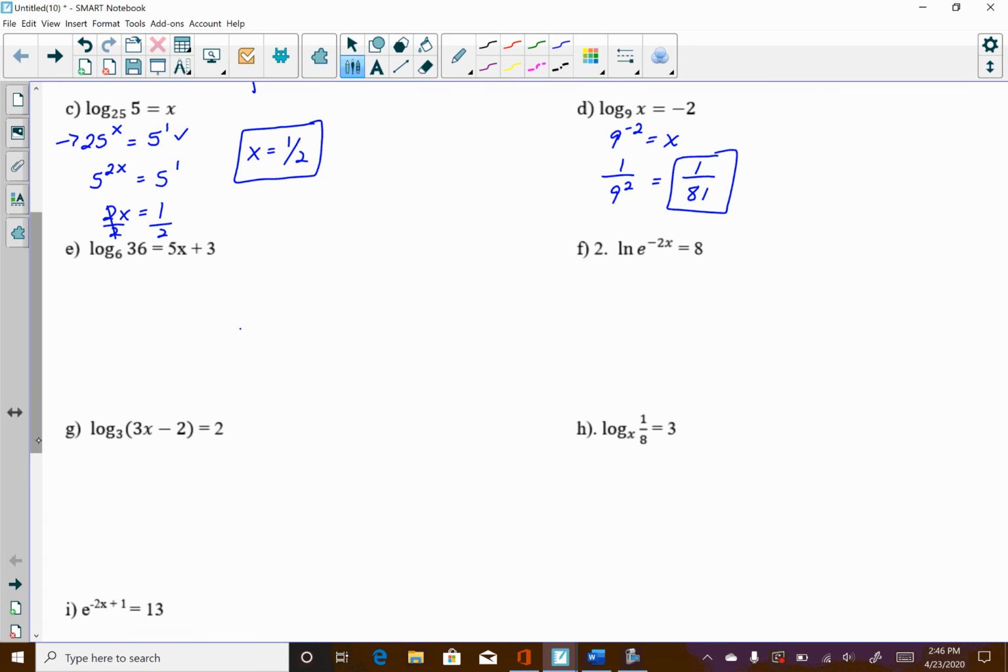Let us do letter E. This is the one where I'm going to do it differently than I did it on the solution key, so you can see it worked out differently on the solution key. I'm still going to use the same technique that you've been seeing me do here.